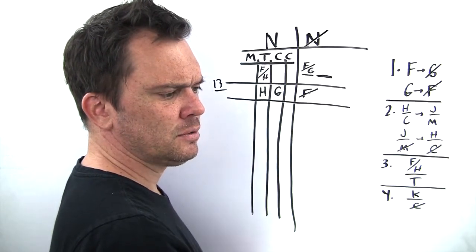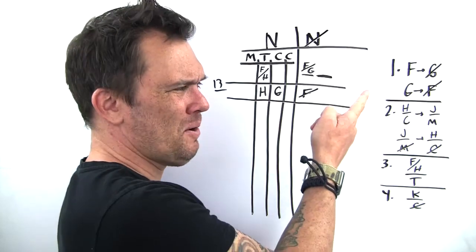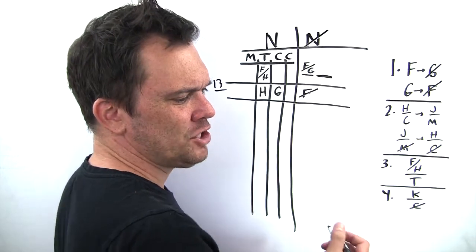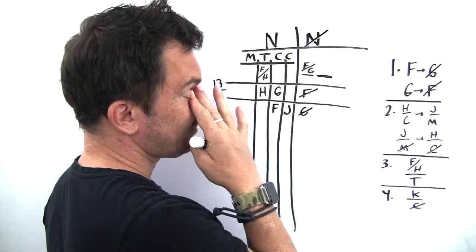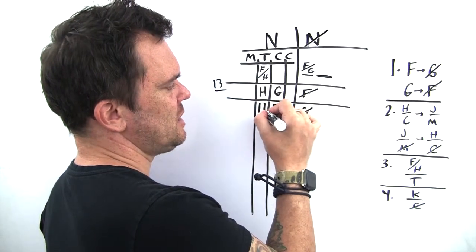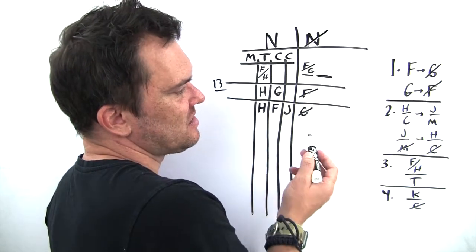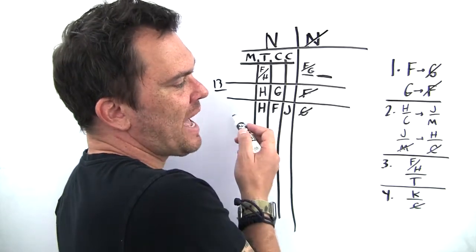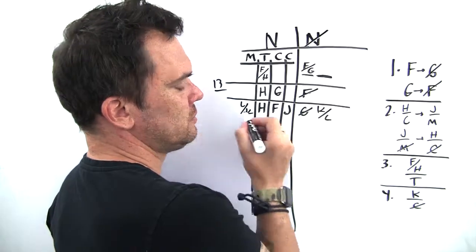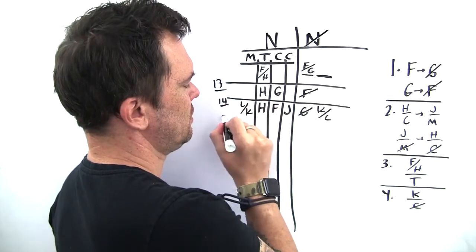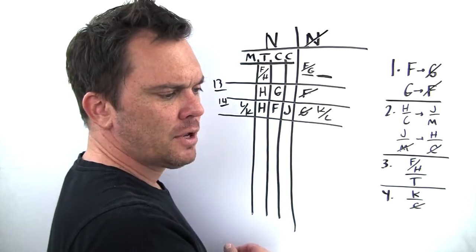Question 14. Which of the following pairs could be the 2 nominees for counselor? Look at answer choice A, F and G. No. But answer choice B, F and J. Sure they could. If you have F, you don't have G. If F is here, H has to be here. And then we've got L and K. And since H is not a counselor, it doesn't matter who's mayor. It could be L or K. Sure, F and J could be our council nominees.